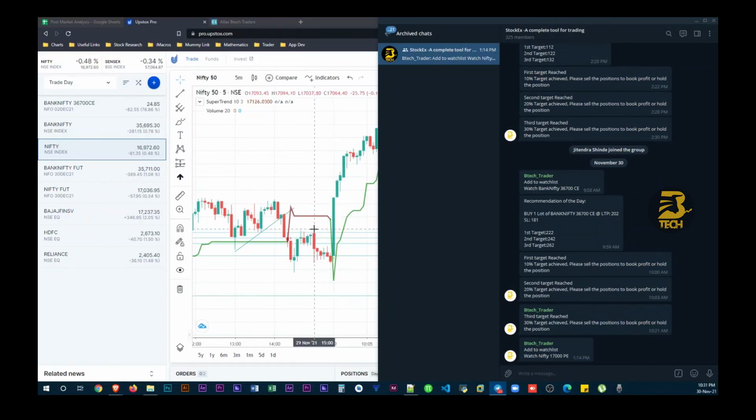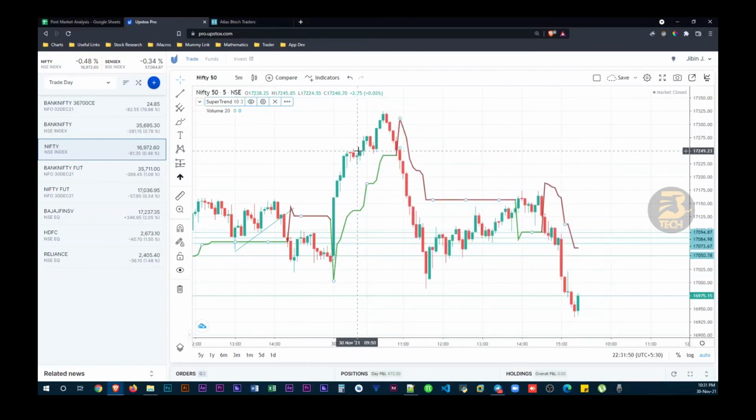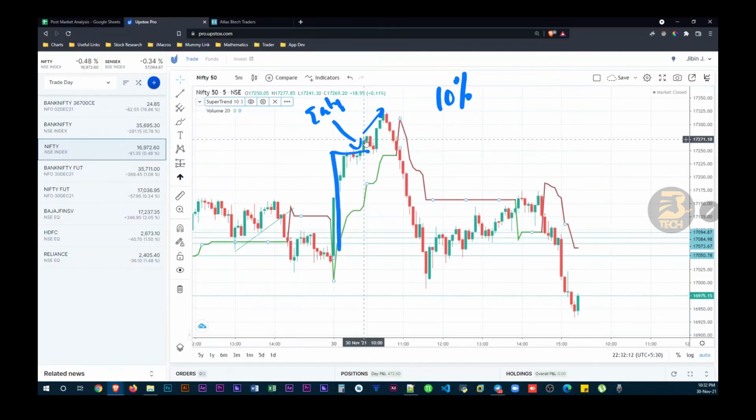Here, at 9:59 we actually went long. This was our entry, and it was a very good entry because we happened to get a 10% return. When you get the indicators and also some patterns, here we can see that it formed a flag pattern, and at 10 a.m. it was a breakout, and it was a good breakout.